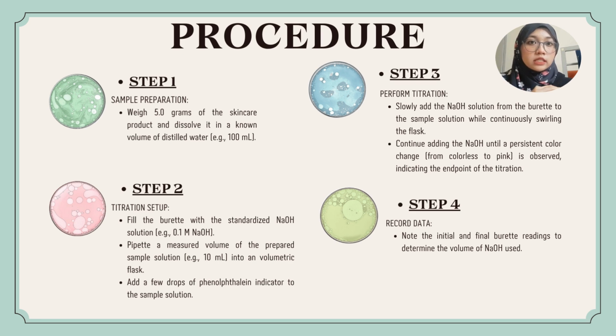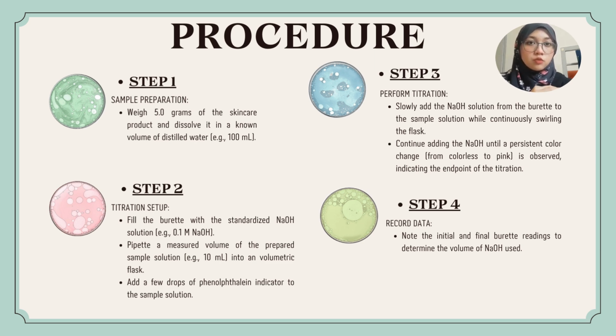Step 1 is sample preparation, where we need to weigh 5.0 grams of the skincare product and dissolve it in a known volume of distilled water. Step 2, for the titration setup, we need to fill the burette with the standardized NaOH solution, and then we pipette a measured volume of the prepared sample solution into a volumetric flask. And lastly, we add a few drops of phenolphthalein indicator to the sample solution.